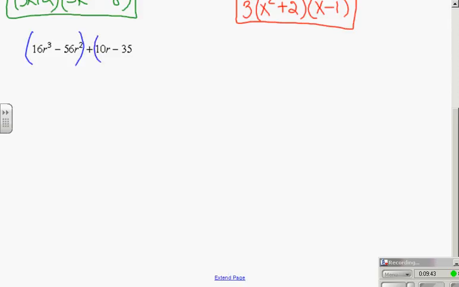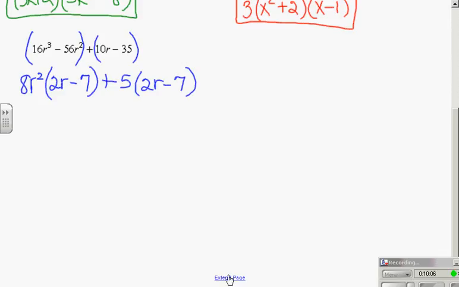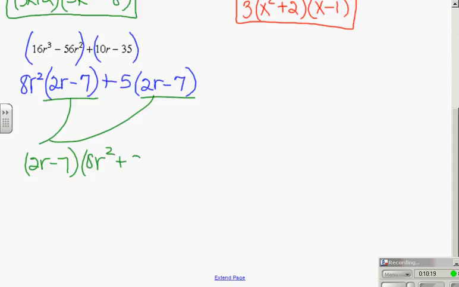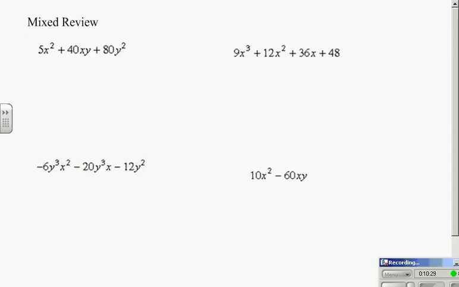If I look at this last example, and I go ahead and group this way, 16r cubed minus 56r squared have a common factor of 8r squared. That leaves me 2r minus 7. Plus 10r minus 35. That has a common factor of 5, which leaves me 2r minus 7. I now have a common factor here and here, and I'm going to pull that out: 2r minus 7 times 8r squared plus 5, and that is fully factored.